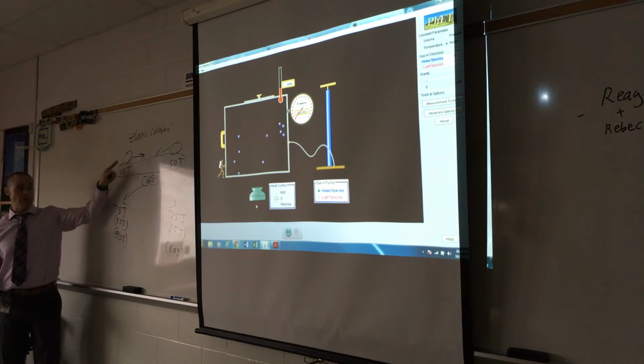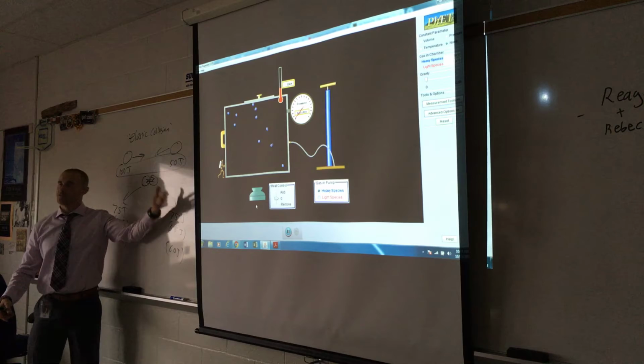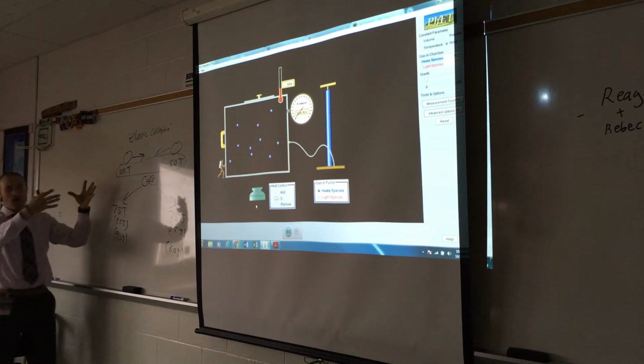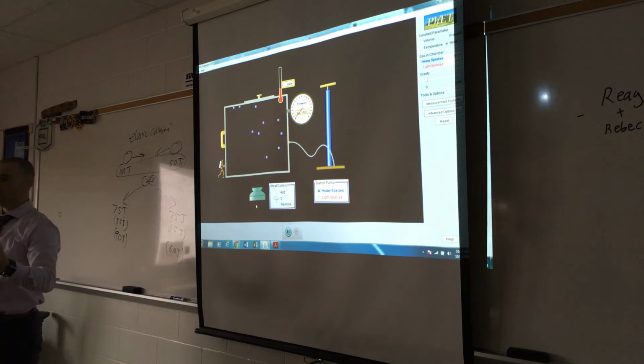So this particle may have less or more energy after the collision, and this particle may have less or more, but together, the overall has not changed. You guys following me here? Does it make some sense, I hope?